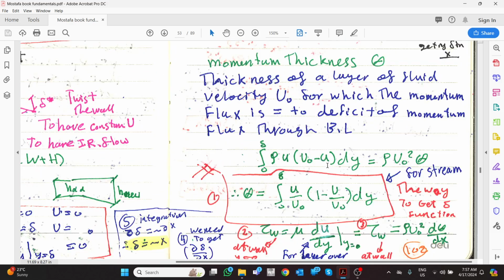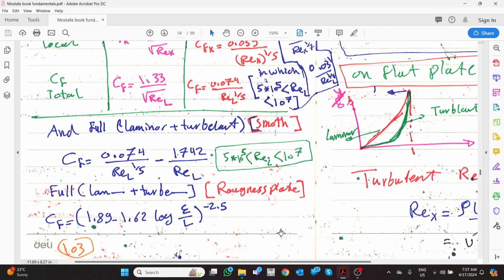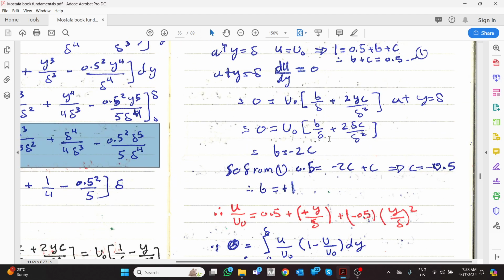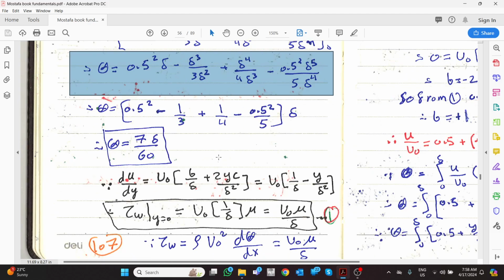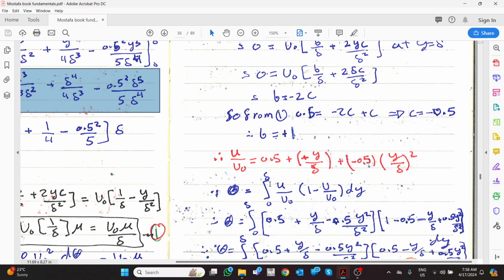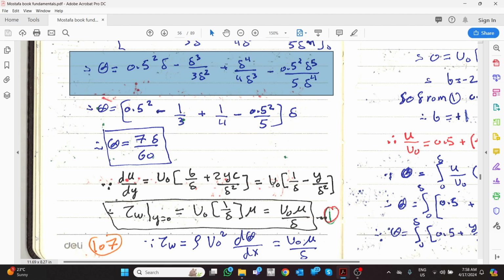The next step. What we agreed? We agreed that first is momentum thickness. Second, we need to use the shear wall, the shear stress at the wall. Mu du by dy again. So we know du by dy equals... we already just did it, by the way. We just did it here, but not equal to 0. We did the derivative of du by dy, so write the derivative of du by dy. It is equal to this.